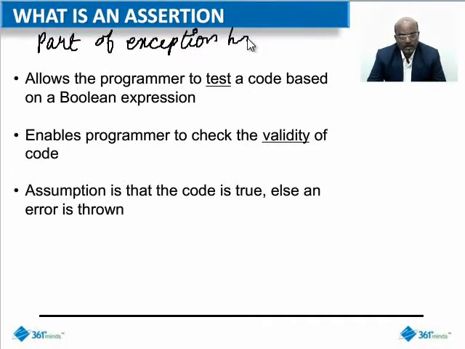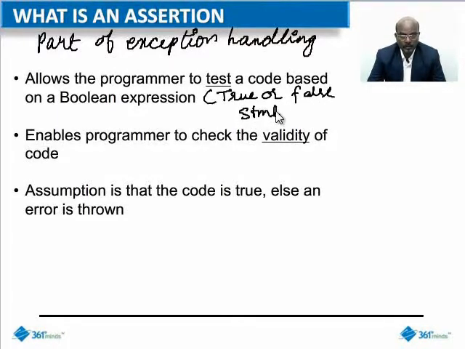So the assertion allows a user or a developer to test the code that he has written using a Boolean expression. A Boolean expression is nothing but a true or false statement. It also enables the programmer to check the validity of his own code. When he writes a program, it is always in the assumption that his program is correct. With that in mind, he always asserts that his program is right and checks for bugs.